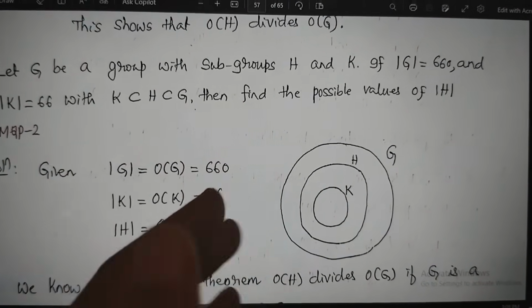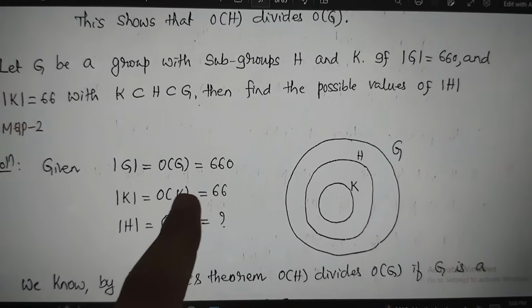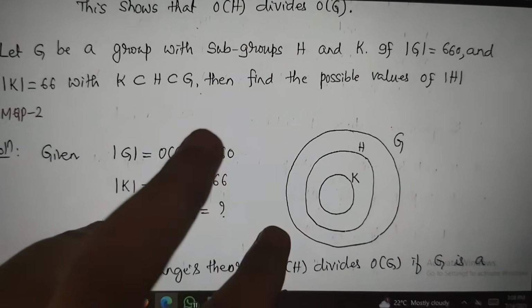Then again, they've asked us to find the value of H. Actually it's very simple, we can do it normally, but we have to take Lagrange's concept and solve. It is 660 divided by 66. How much do we get? 10, right? So that will be the answer.